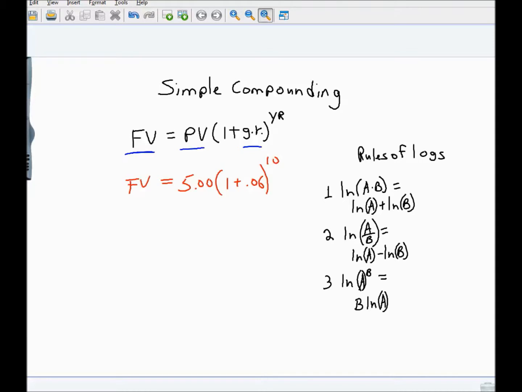So 1.06 raised to the 10th power gives me this, $5 times 1.7908, all right? And then multiplying those two things together, I get 8.95. Or the way you interpret this is something that costs $5 today, if the inflation rate in the future is 6%, that same thing will cost $8.95 in 10 years. All right?